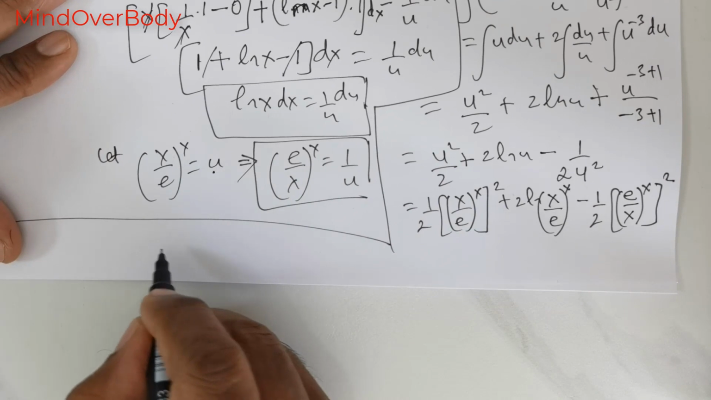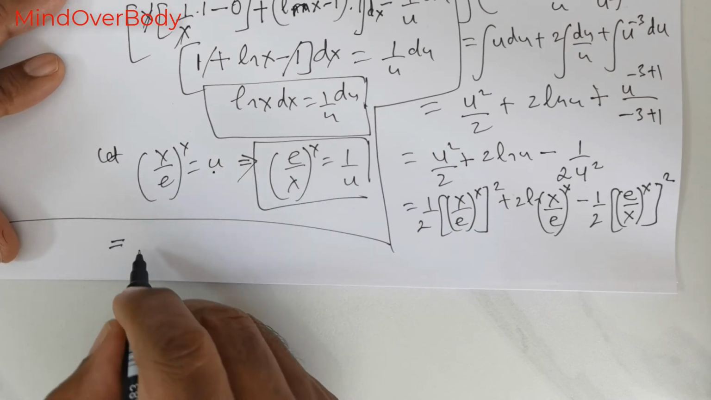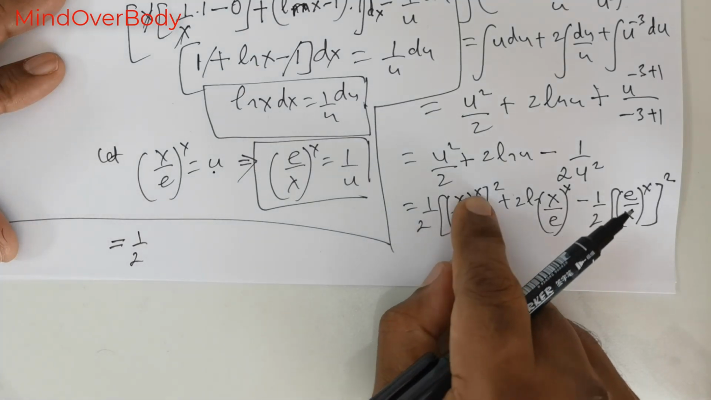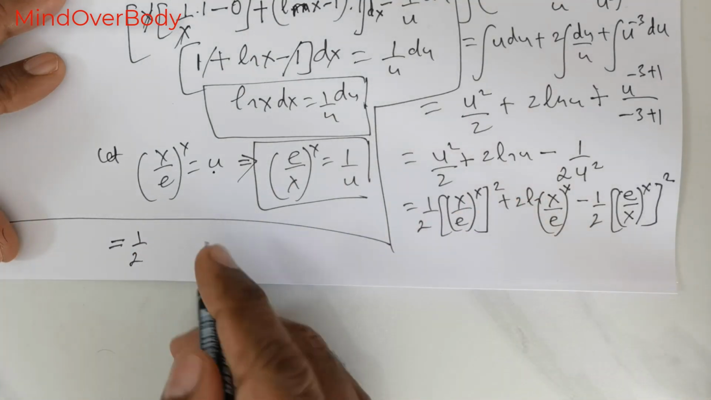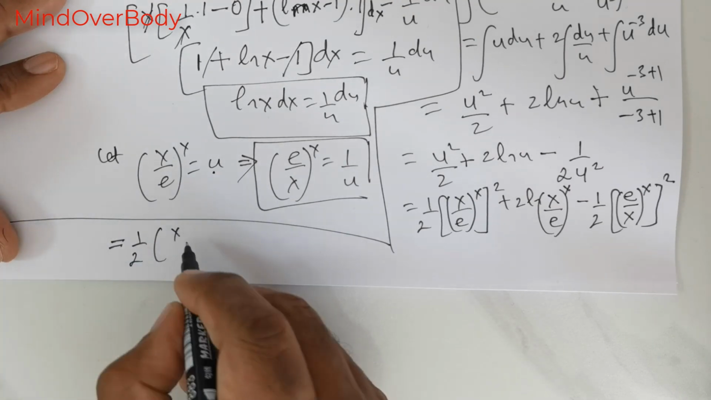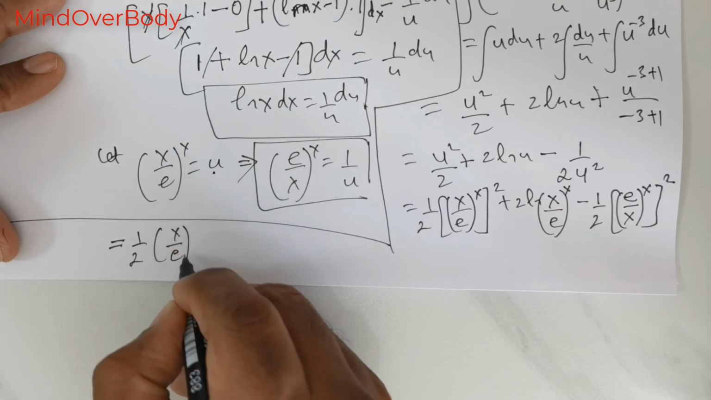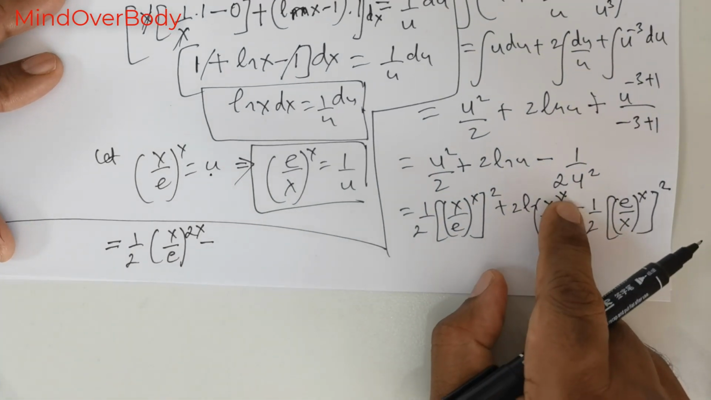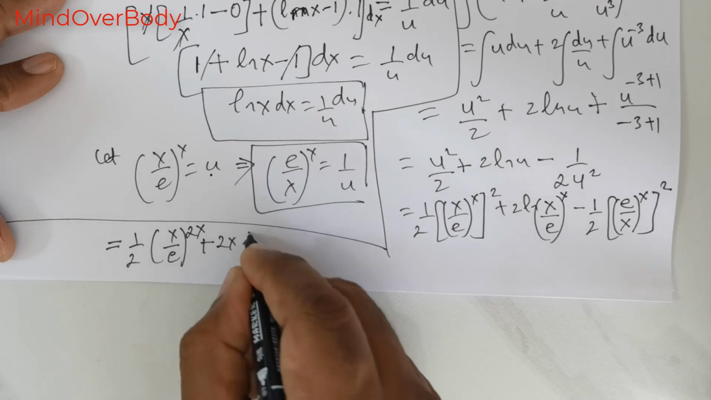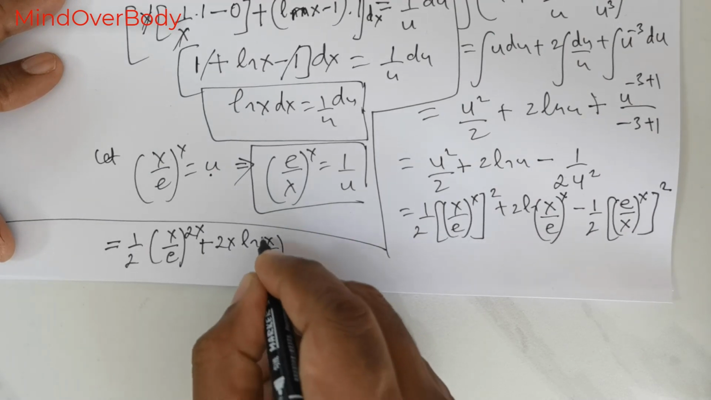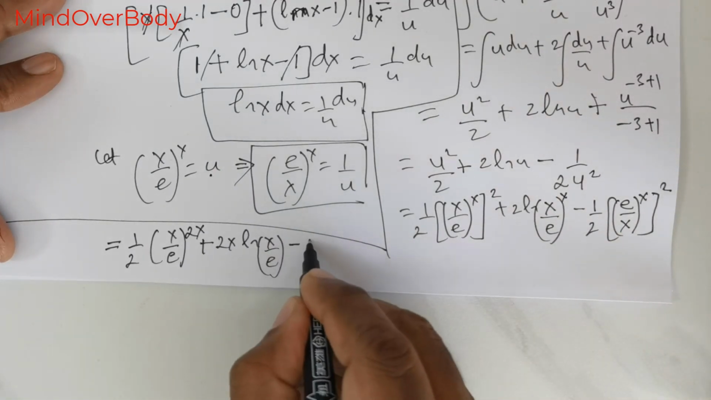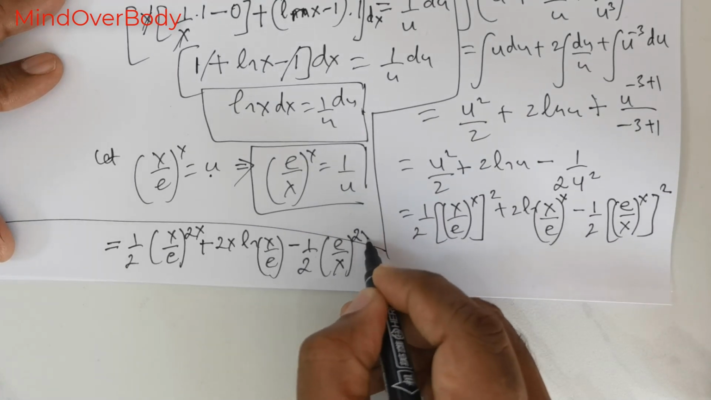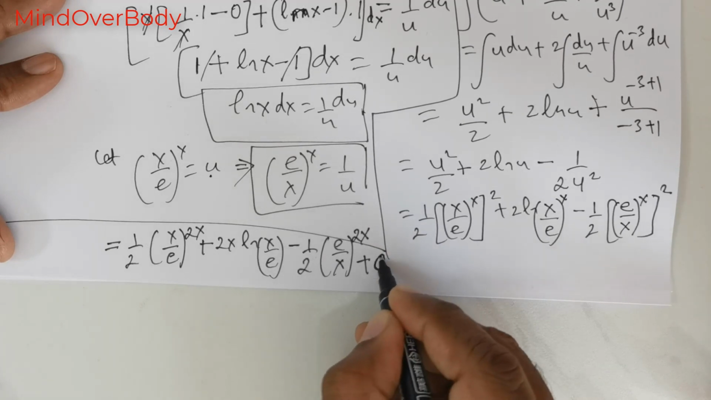So how do we simplify? I'm utilizing this part of the space. This is going to be 1 over 2 times (x over e)^x raised to the power of 2. So that's going to be (x over e)^(2x). Now as I mentioned to you, ln a^b. So that's going to be 2 times x ln of x over e, and this is going to be minus 1 over 2 times (e over x)^(2x) plus arbitrary constant c.